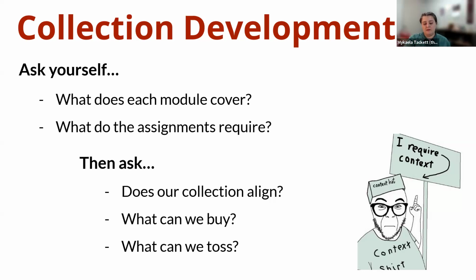So that goes back to asking ourselves, what did we do to determine that we needed to get rid of those books? Does our collection align with the assignment requirements and the coverage in this course? No. What can we buy to replace things? We bought more general Civil War books that talk about the concepts a lot because that's what they're covering now. And what can we toss? All of these crusty books about specific battles. That's our context hat. Yeah.